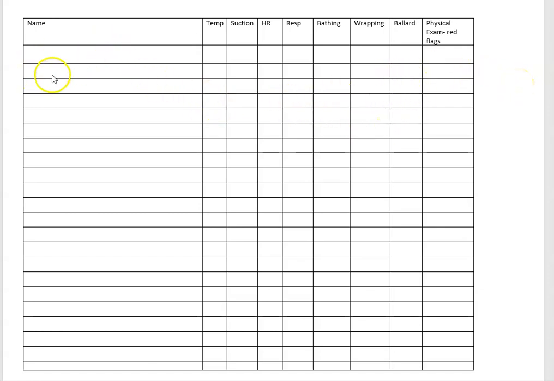So you will be checked off on taking a temperature, completing bulb suction, doing a heart rate on a neonate, taking respirations on a neonate, bathing a neonate, wrapping a neonate, doing a Ballard or Dubowitz exam, and we just need you to know the basic principles, and then being able to note any red flags on physical exam. We'll put your names here and then we'll check you off.